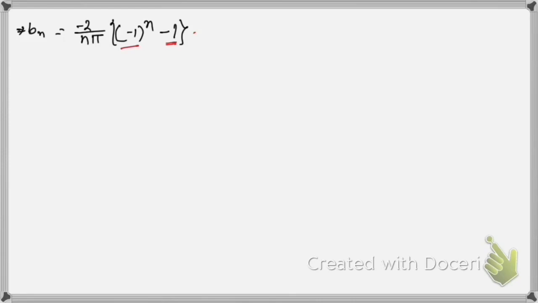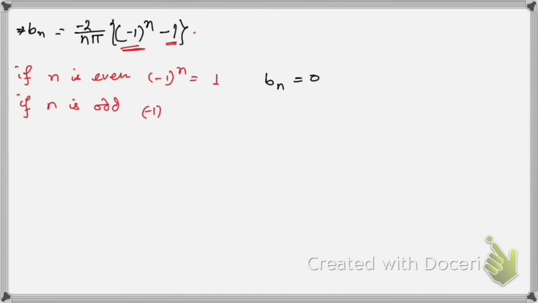So if n is even, then minus 1 to the power n is going to be equal to 1. If you put plus 1 here, plus 1 minus 1 is going to be 0. So in that case the value of bn is going to be 0. And if n is odd, then minus 1 to the power n is going to be minus 1. In that case minus 1 minus 1 is going to be minus 2, and minus 2 into minus 2 is going to be plus 4. So then we will get bn equal to 4 by n pi, right? That's what we will get.